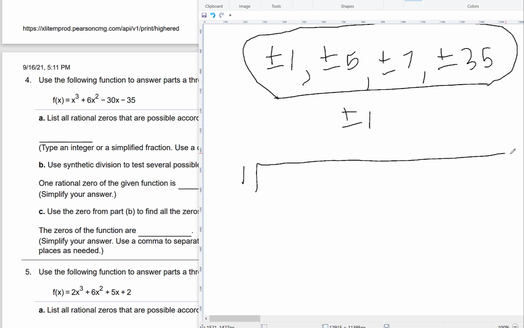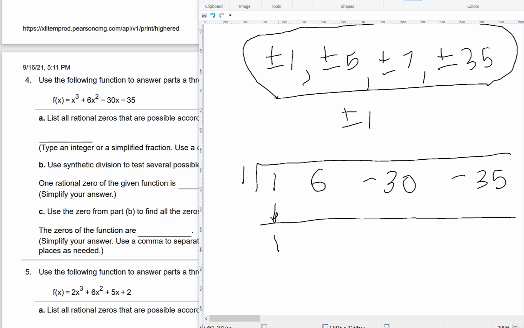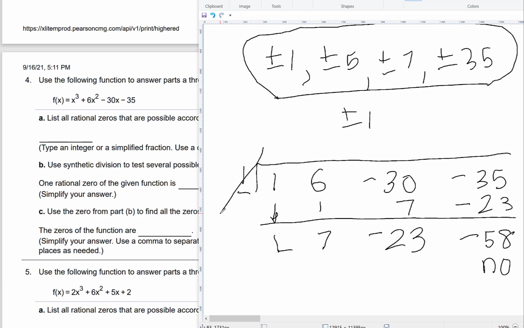Starting with 1, 1, 6, negative 30, negative 35. Bring down the 1. Multiply. 1 times 1 is 1. Add, we get 7. 1 times 7 is 7. Add, we get negative 23. 1 times negative 23 is negative 23. Add, we get negative 58. So no, 1 is not a 0.